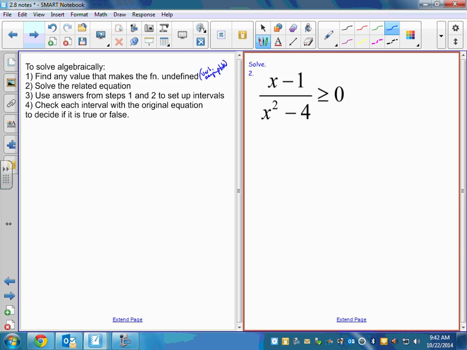Okay, so step 1. Tell me what's undefined. Just like if you were going to graph this, you have to think about what the asymptotes are. So how do we figure out where the points are that are undefined? Set the denominator equal to 0. So I'm going to say x squared minus 4 is not allowed to equal 0. A lot of times you can just tell by looking, right? We could add 4 and take the square root. Do you agree? I could say x is not allowed to equal plus or minus 2.